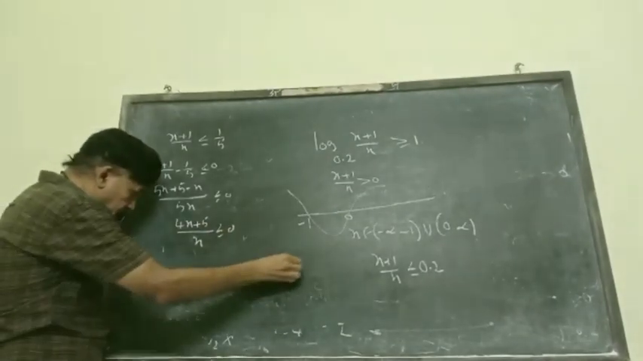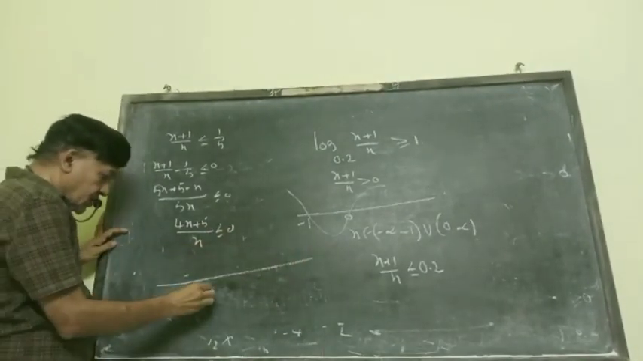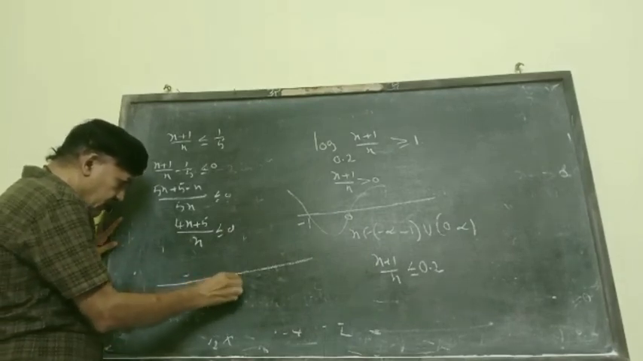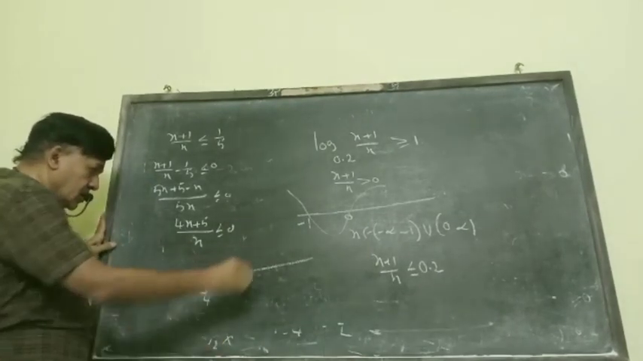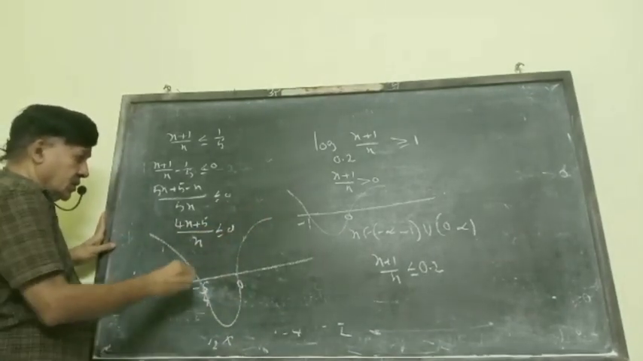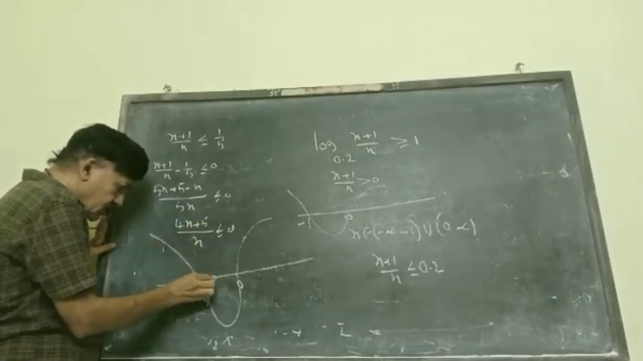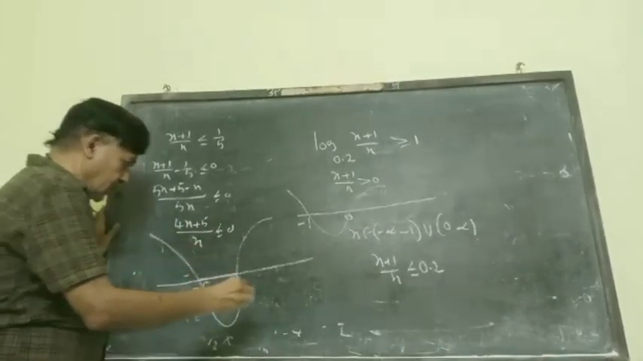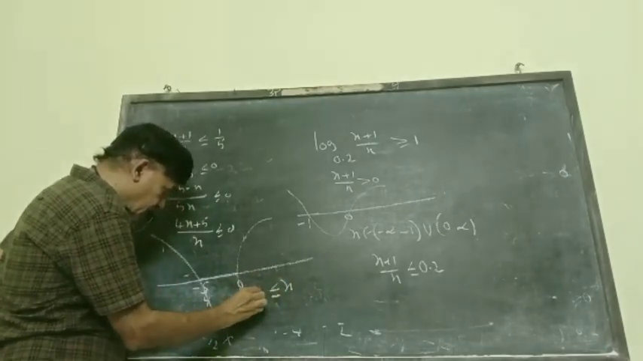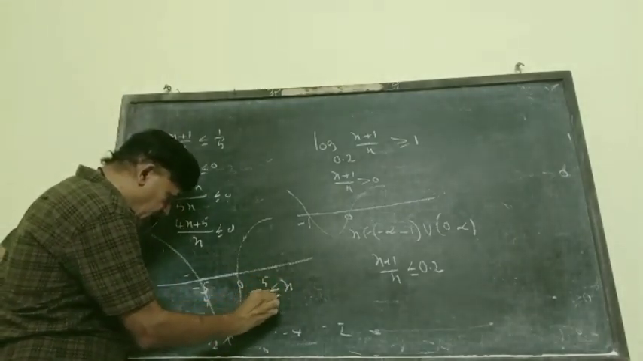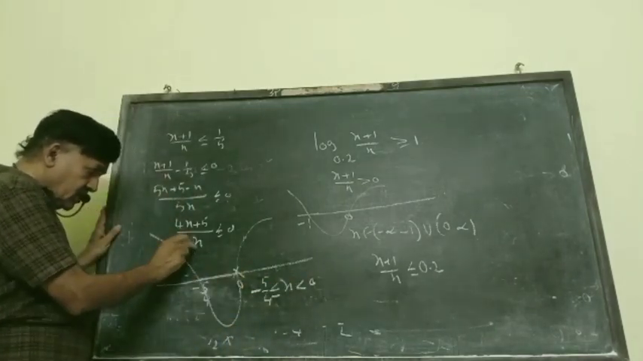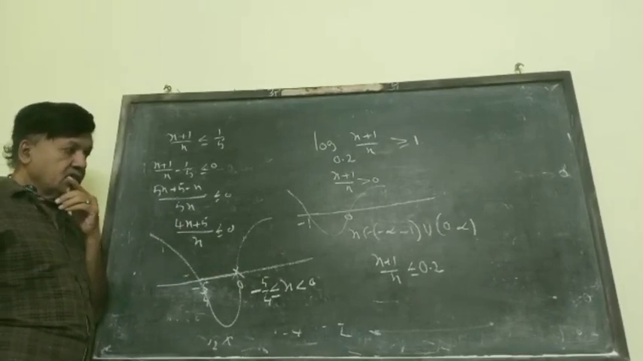So this is our real line. Minus 5 by 4, somewhere here 0. So the graph will be like this. So less than or equal to 0 means what? It should be between these two. So x value to lie between minus 5 by 4 and 0 is not allowed because by x is there. You will get like this.